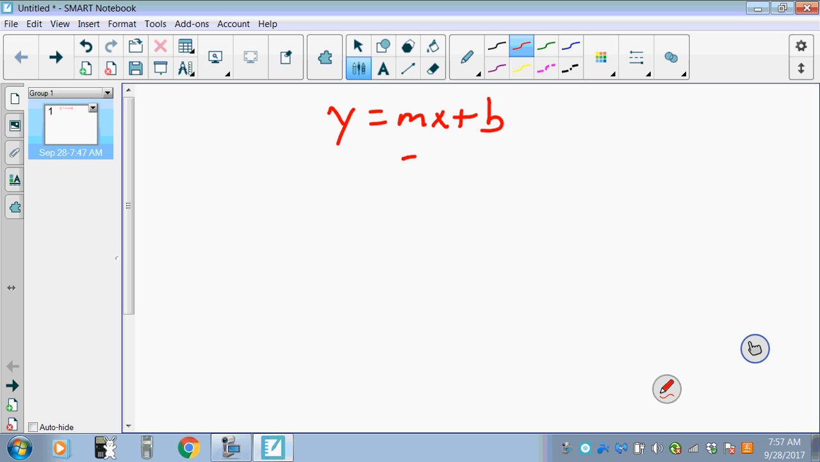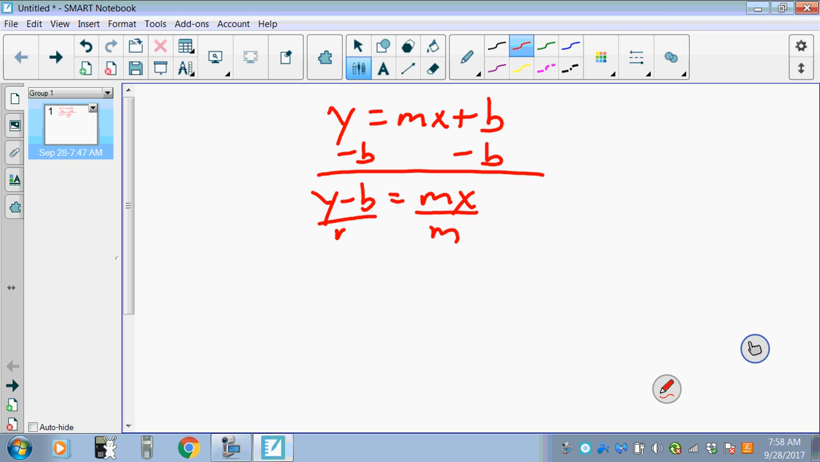Again, let's leave x on this side and move the b and the m over to this side. So let's start, subtract the b. It's going to be y minus b is equal to mx. And your last step is divide by m on both sides. Remember, the whole thing is divided by m. So this cancels out. This becomes 1x, which is just x is equal to y minus b over m.